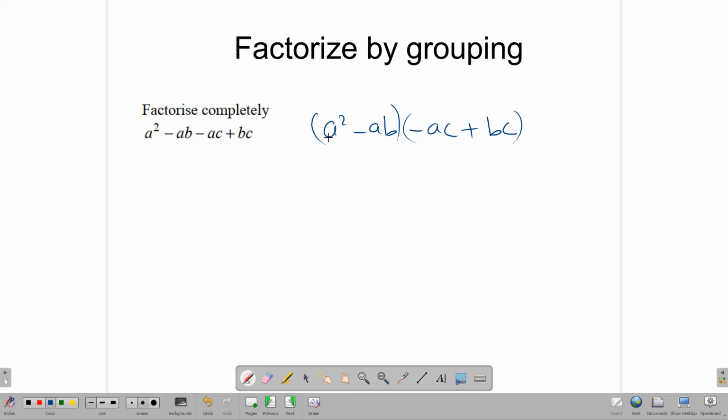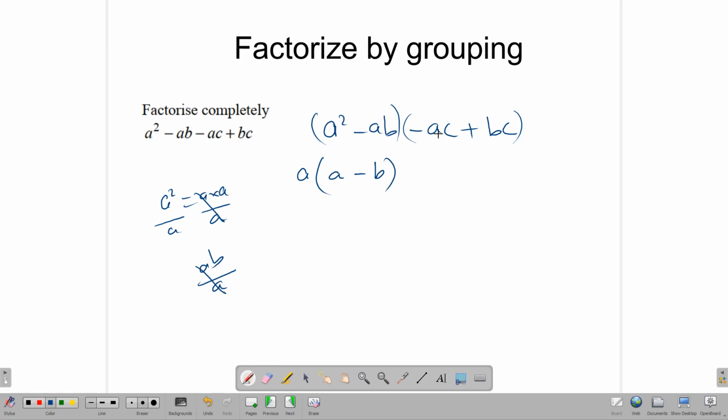Now look at this bracket. The common factor here would be a. This is a squared. That is ab. So the common factor here is a. And what we're going to do now is to divide a squared by a. Remember, a squared means a times a, and we're dividing that by a. And so we divide that out, and it's left with an a. So ab now divided by a leaves us with simply b. There's a minus, so we keep the minus there.